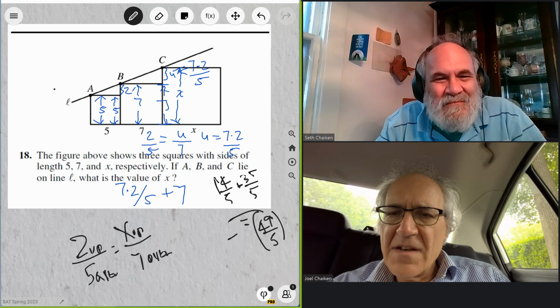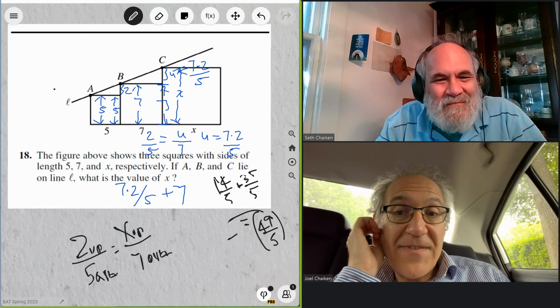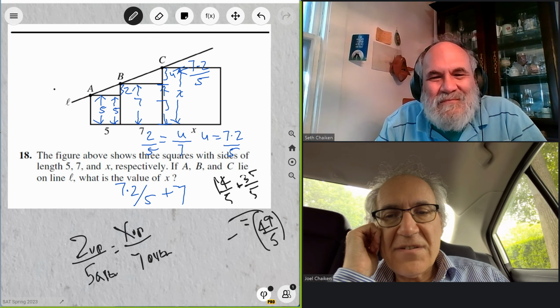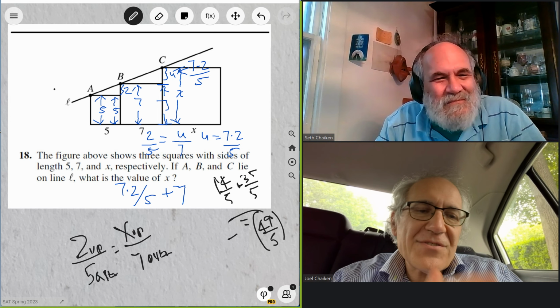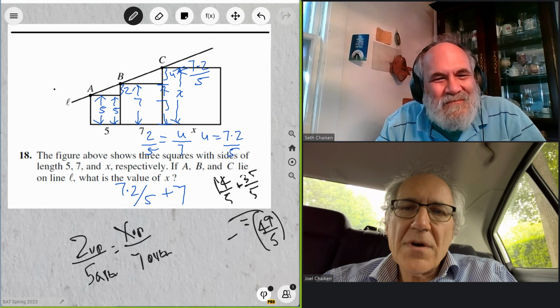Right. Yeah. So that was really good. When I was looking at it, I didn't see it as fast as Seth. I actually looked at it from the point of view, which is really the same, which is sort of an interesting thing about sines and cosines from a trig point of view.